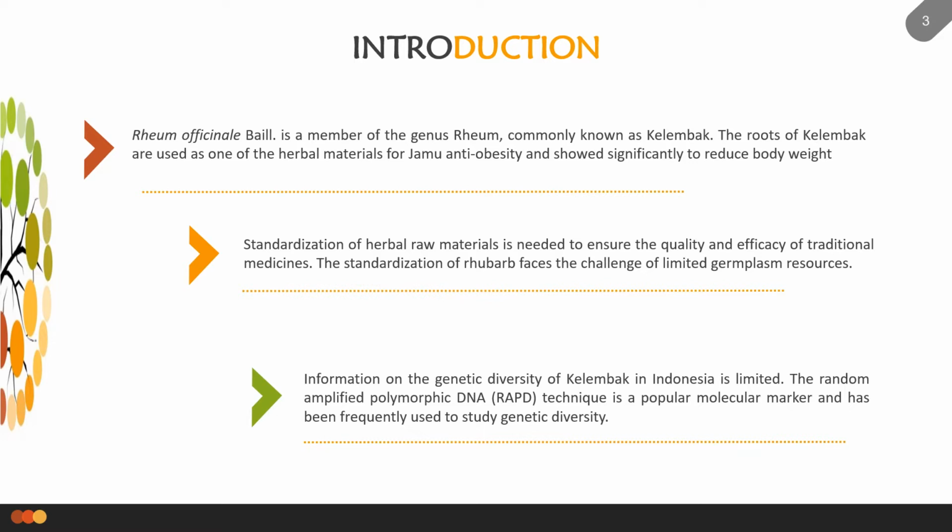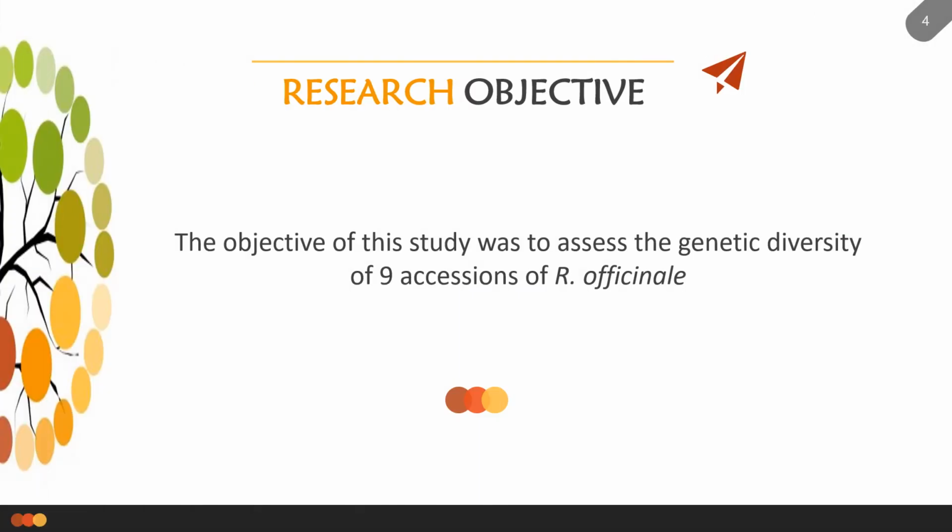The random amplified polymorphic DNA, RAPD, technique is a popular molecular marker and has been frequently used to study genetic diversity. The objective of this study was to assess the genetic diversity of 9 accessions of Rheum officinale.